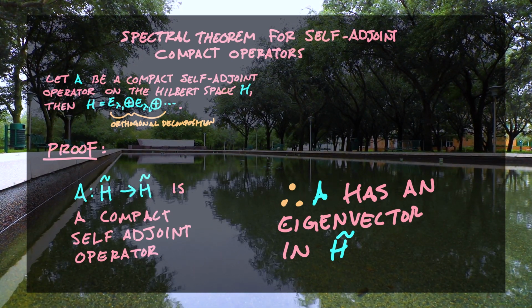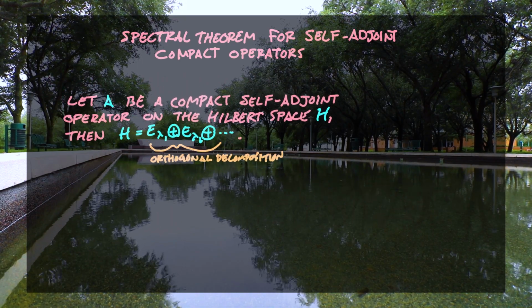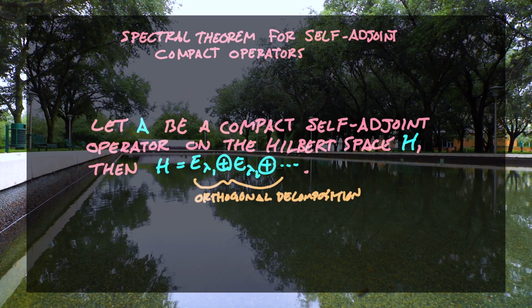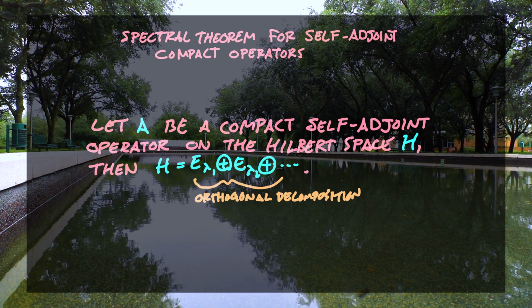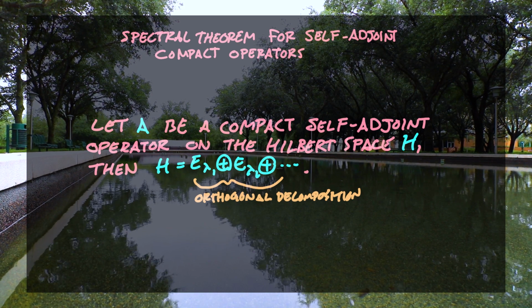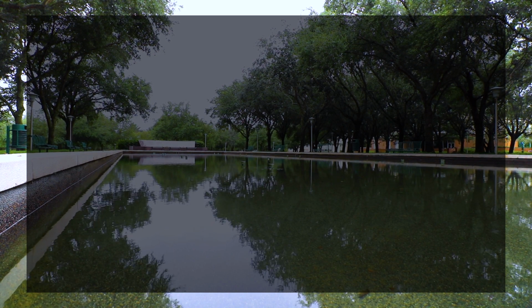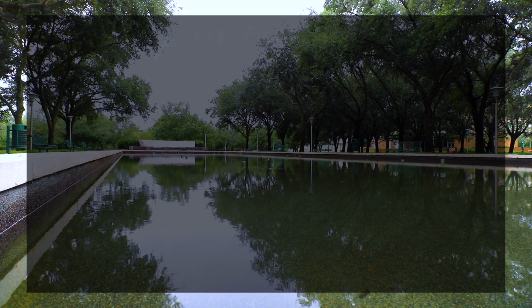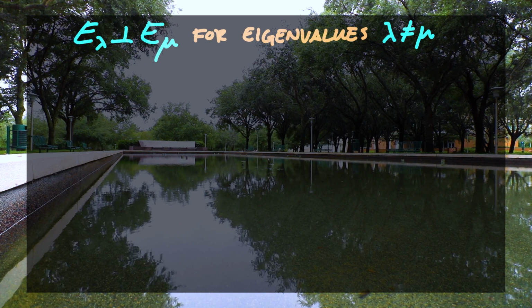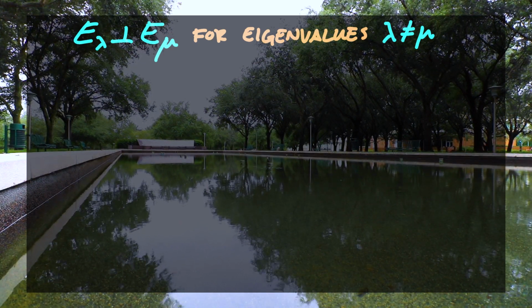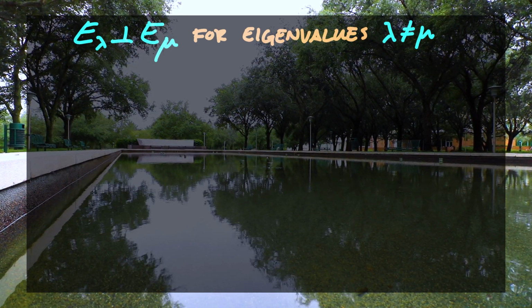And so hence, we have a complete decomposition of H in terms of these eigenspaces. Now we are almost done. We have shown that we can decompose H into a collection of eigenspaces of the compact self-adjoint operator A. And we know that each eigenspace is orthogonal to another eigenspace with a different eigenvalue. This gives us a block diagonal structure to A.